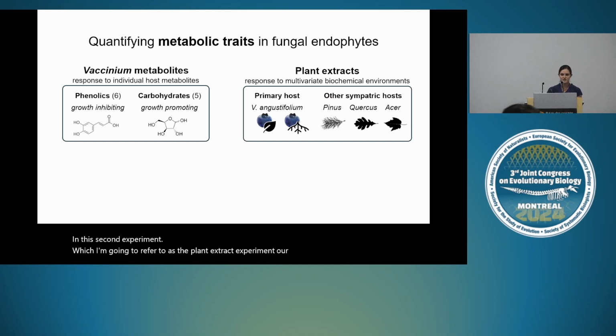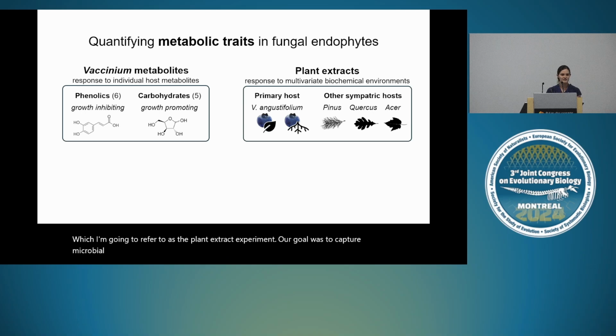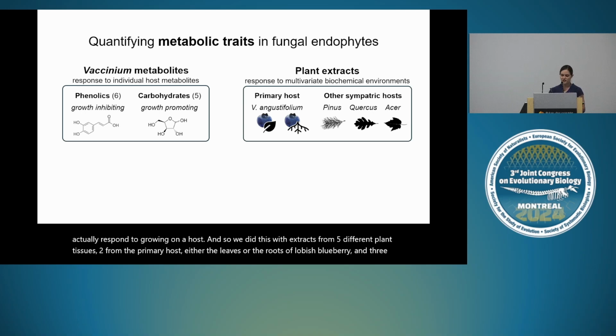In this second experiment, which I'm going to refer to as the plant extract experiment, our goal was to capture microbial responses to realistic multivariate biochemical environments, or how they might actually respond to growing on a host. And so we did this with extracts from 5 different plant tissues, 2 from the primary host, either the leaves or the roots of lowbush blueberry, and 3 from other sympatric hosts, the leaves of pine, oak, and maple from the same study site.